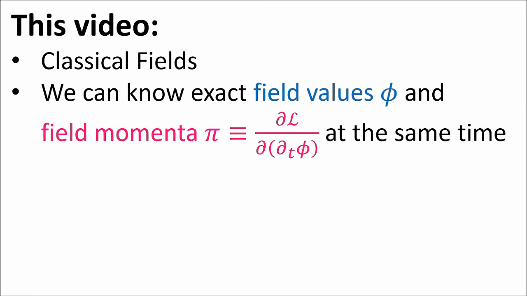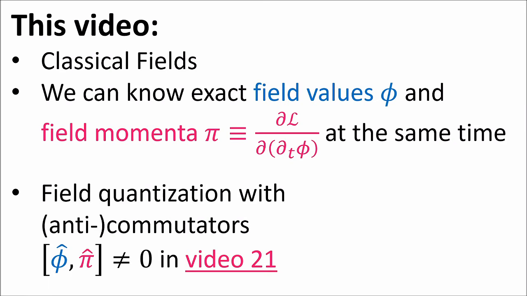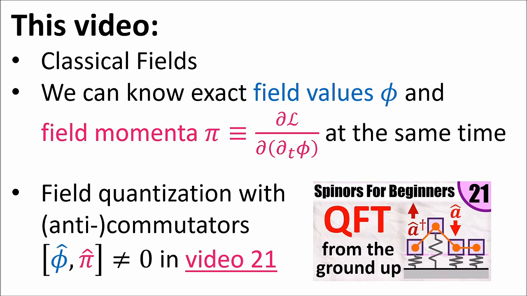Now, all of the fields in this video are going to be purely classical fields, which means we can know the exact field values and field momenta together at the same time, so the fields are not yet quantized. If you want to see how to use commutators and anti-commutators to quantize these classical fields to get quantum fields, you can watch video 21 in this series.